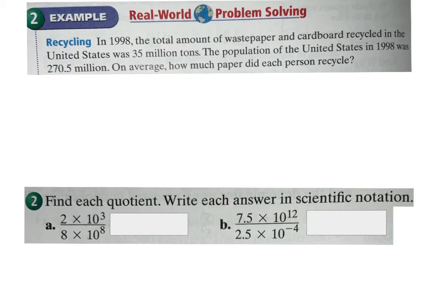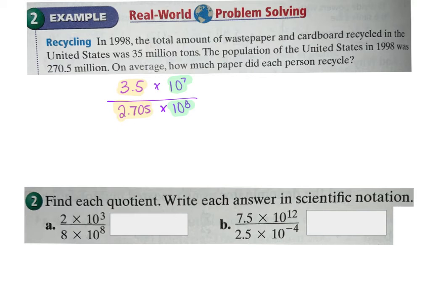So the first thing they did was they rewrote this in scientific notation. So the 35 million tons, we're going to write in scientific notation to be 3.5 times 10 to the 7th. And then the population of 270.5 million, we're going to rewrite as 2.705 times 10 to the 8th. When we are doing scientific notation, we're going to look at it much the same as we did with the multiplication. We are going to divide the number piece of it, that is not the tens, and then we are going to use what we know about division of like bases to do the 10 piece of it.